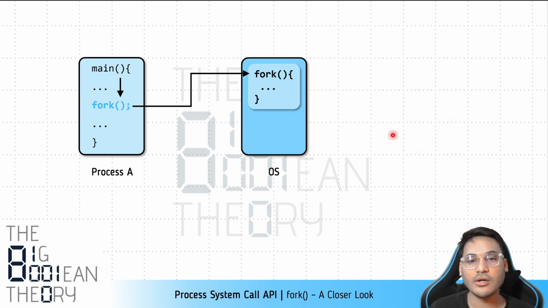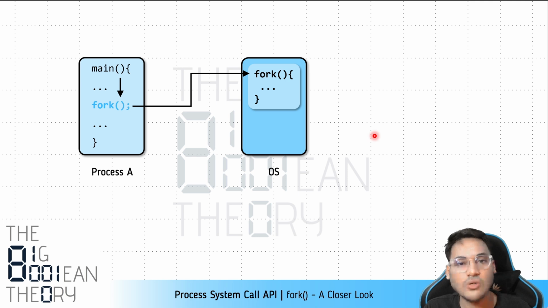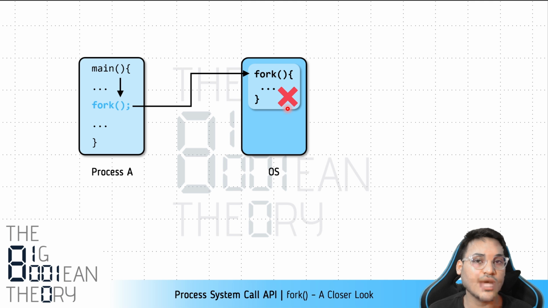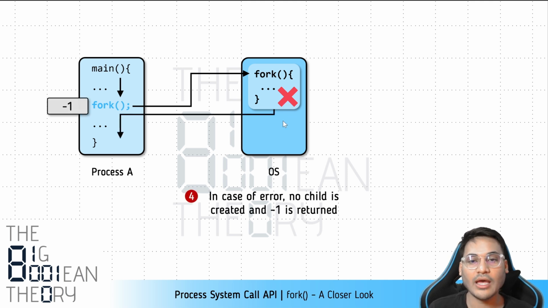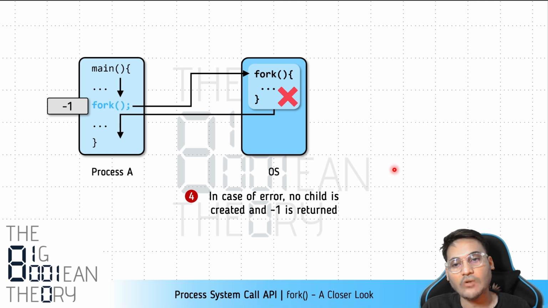Then let's see what happens when the fork system call fails. In that case, how does it work and what is the value that is returned? Let's assume that the parent process, process A, invokes the fork system call, but for some reason the fork system call failed, right? And if this fails, then obviously no new child process will be created. That is, the operation has failed, and the value that is returned to the parent process is -1. So this -1 indicates that an error has occurred and the operating system could not create a child process.